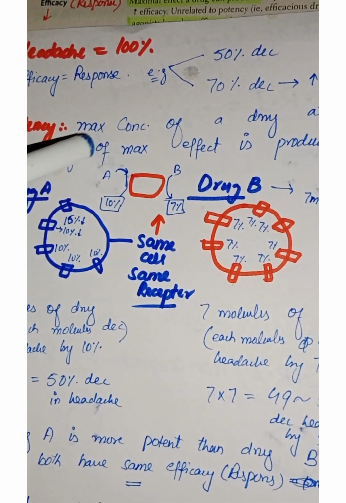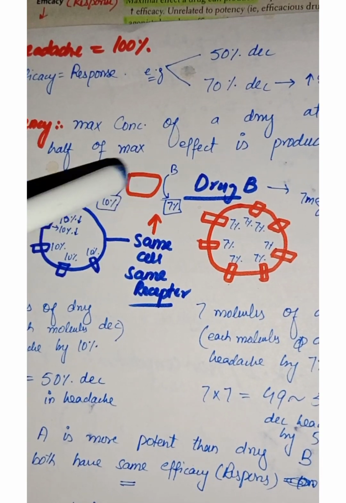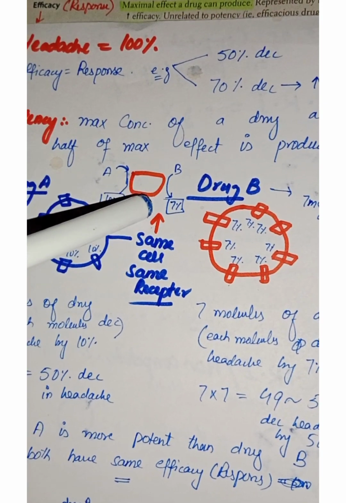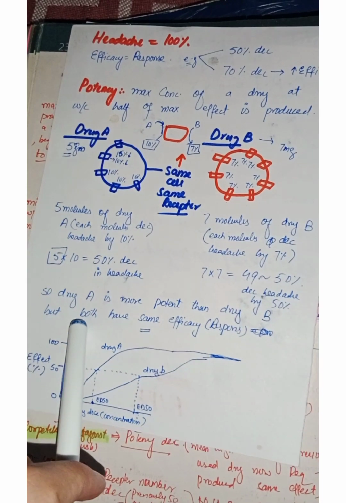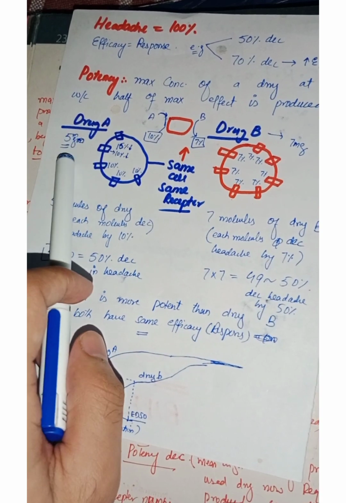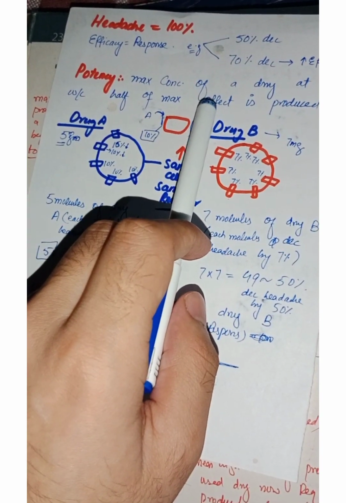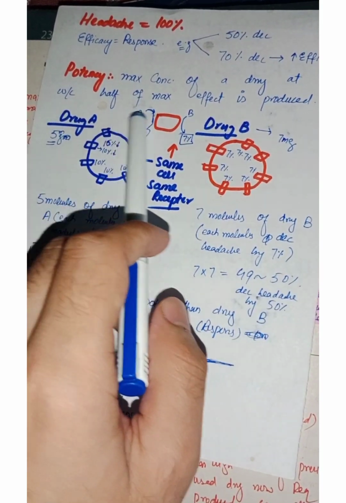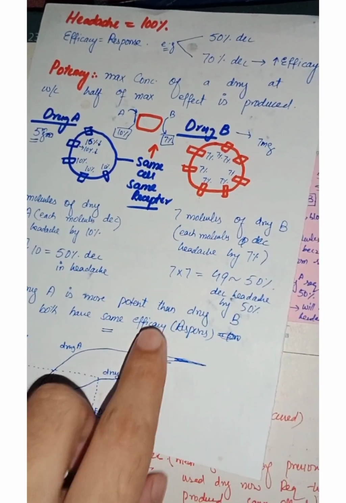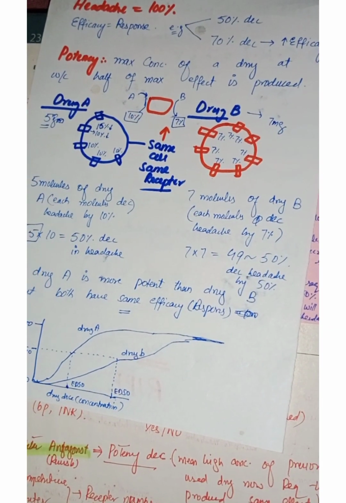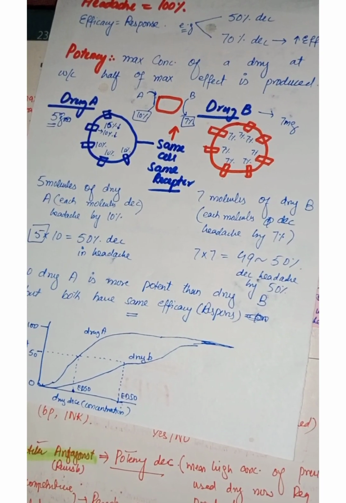And remember one important concept: the receptors and the cell are the same. It is just the property of the drug. Let's suppose one drug acts on the receptor, decreasing the headache by 10%, while the other drug acting on the same receptor, same cell, decreases the headache by 7%. So what we concluded is that drug A is more potent than drug B, because a lower concentration of drug A is required to produce half of the maximum effect, that is 50%, while a higher concentration of drug B is required. They reach the same response, a 50% decrease in your headache, but their concentration is different. So drug A is more potent than drug B.